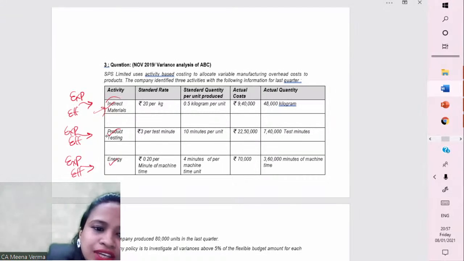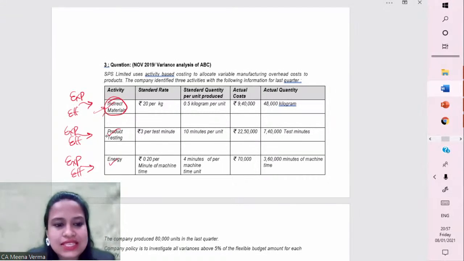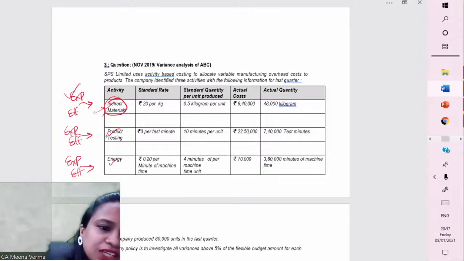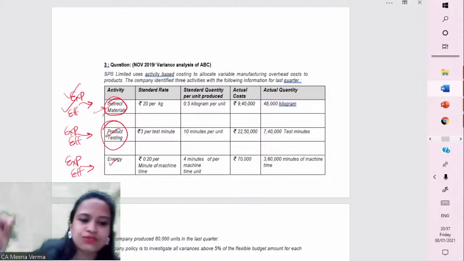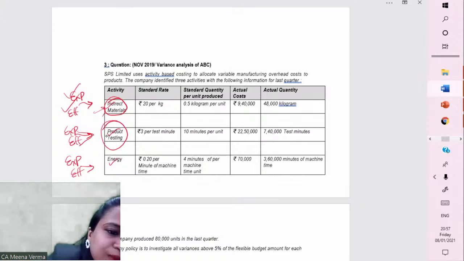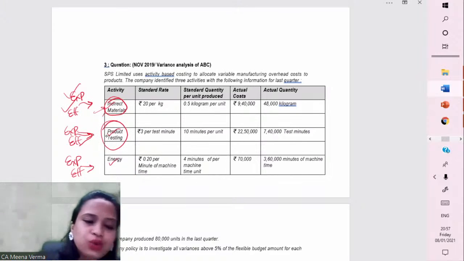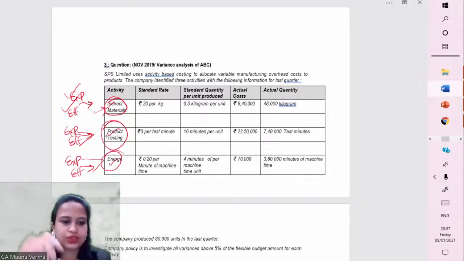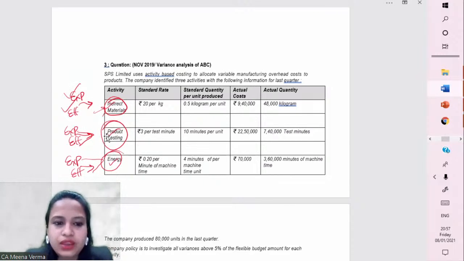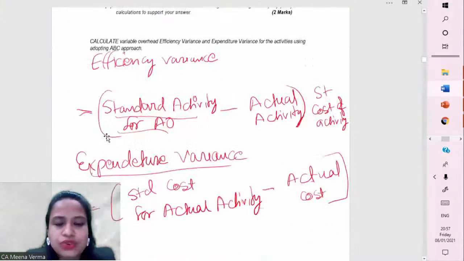You have the activity indirect materials. For this activity, you have to calculate the expenditure and efficiency variance. Similarly, you have product testing. For this activity, you have to calculate the expenditure and efficiency variance. Then you have energy. For this activity, you have to calculate the expenditure variance and efficiency variance. So this is what I expect all of you to do.